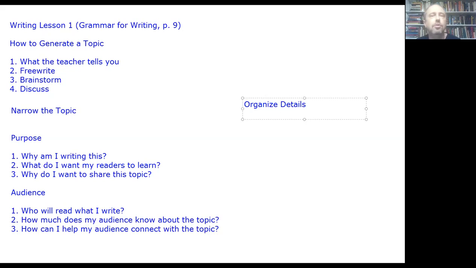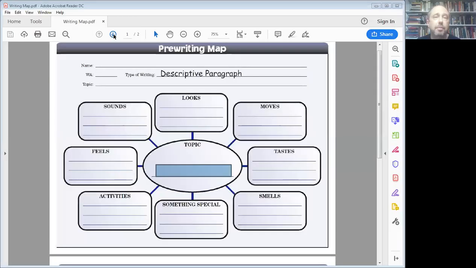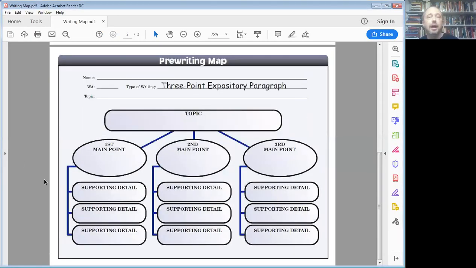And I'm going to show you another example of a graphic organizer that we will use in class. So I'm going to put the whiteboard away again, and get back out my graphic organizer. And I'm going to go to page 2. All right, this pre-writing map, very different. Now this one's labeled expository paragraph, but it will work for other types of paragraphs as well. So I still have my topic, and now I've got main points and supporting details.